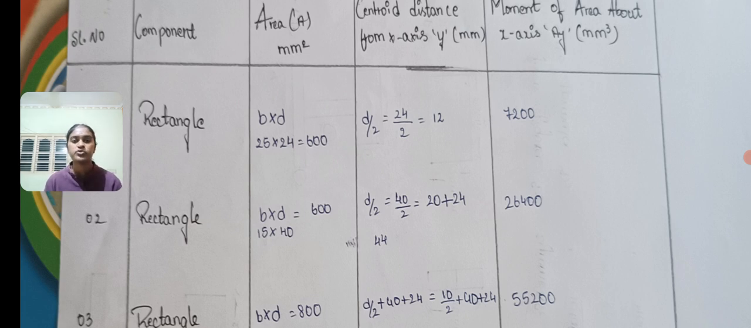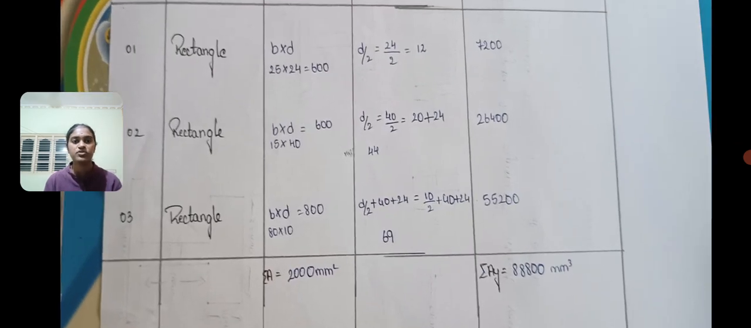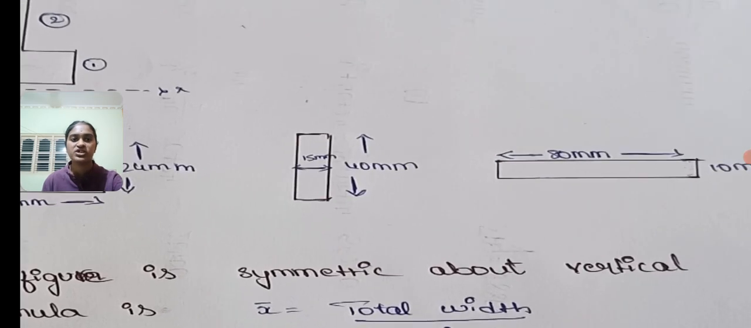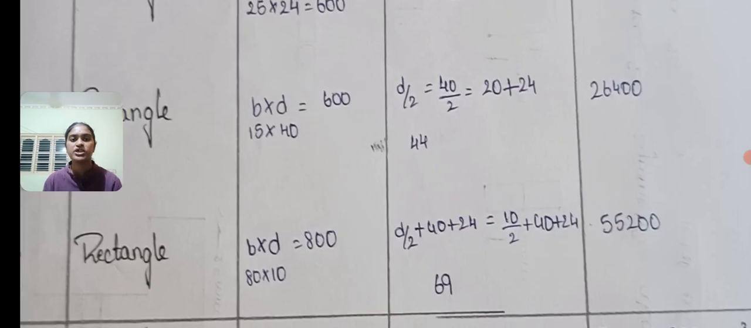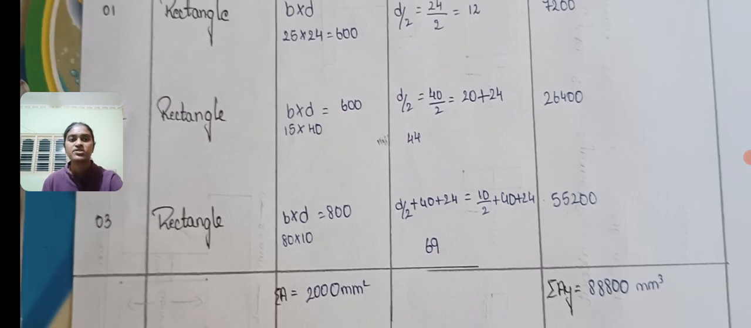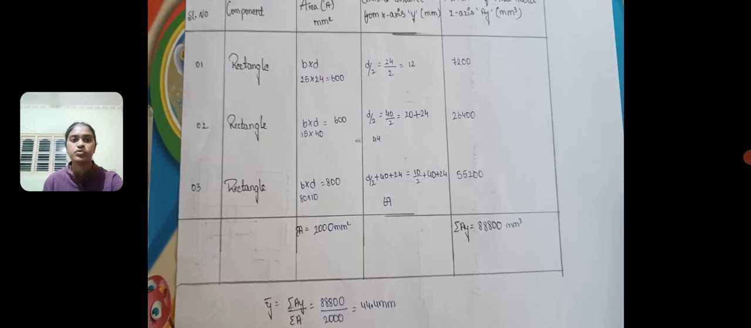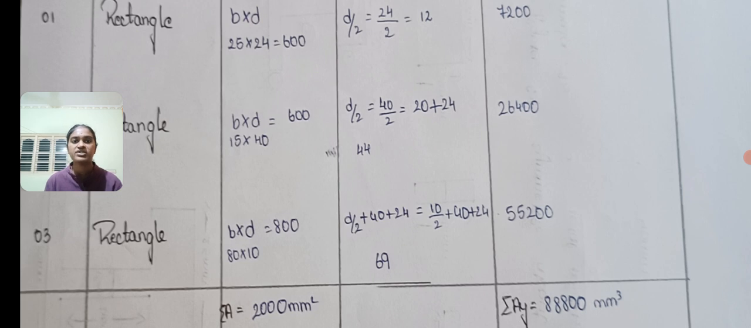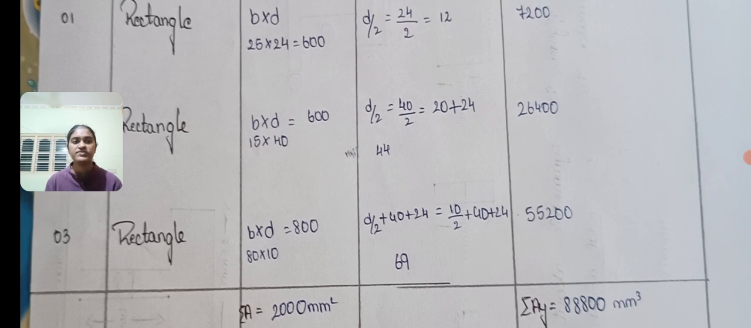And the second one is similarly also a rectangle, so the same formula applies here, 15 into 40. Here you can see b into d means 15 into 40 is equal to 600, and d by 2 plus 24. We add 24 because it is not originating at the x-axis, so we add 24, and that becomes 44. We multiply a and y, where 26400 is the value.